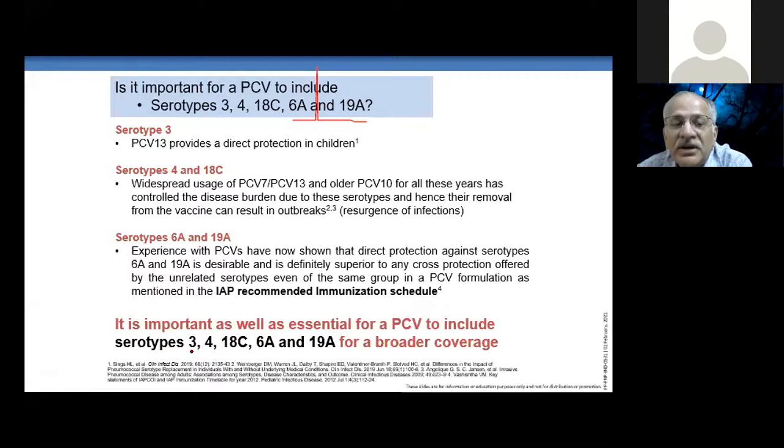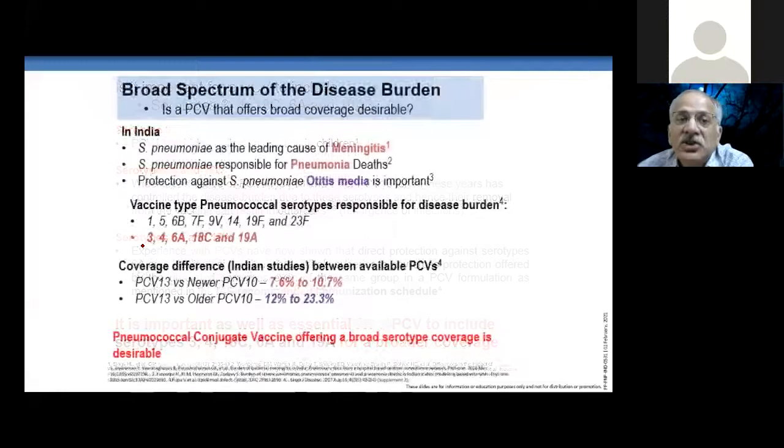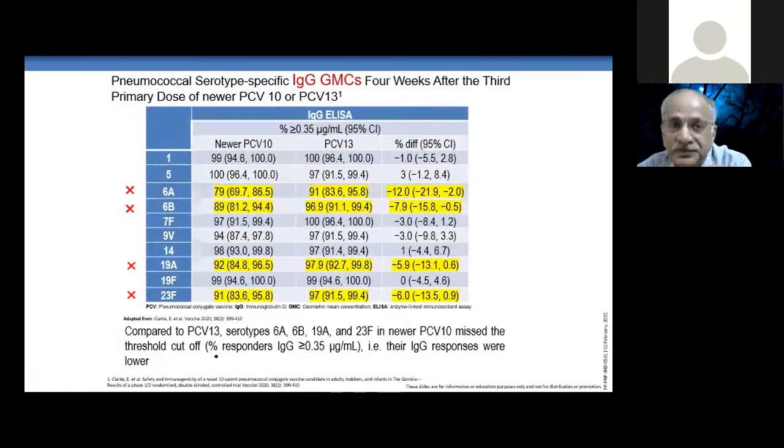The point is 3, 4, and 18C account for around 2%, and 6A, 19A account for 5 to 6%. So the best vaccine would be the one which includes all the 5, and there is a broad spectrum of disease in our country. Meningitis, pneumonia, otitis media, all are there. And a vaccine which has all the 5 serotypes plus the 8 other serotypes would be the best in this country. And I'll come to a final comparison later on.